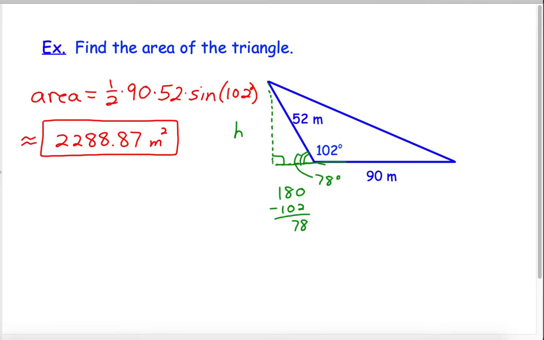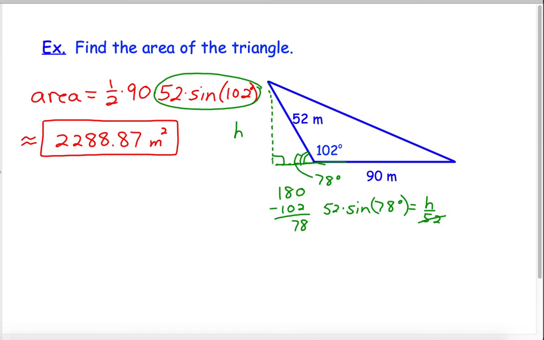So to find h, the sine of 78 degrees is equal to h over 52. And then I'll multiply the 52 to the other side. And h is equal to sine of 78 times 52. Here I had the sine of 102 times 52.